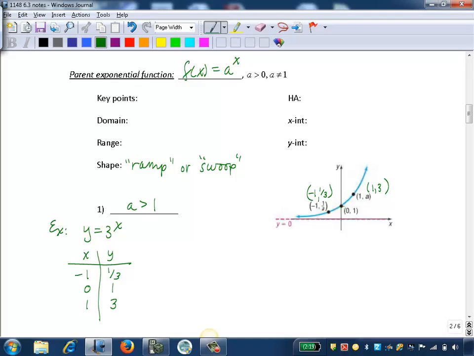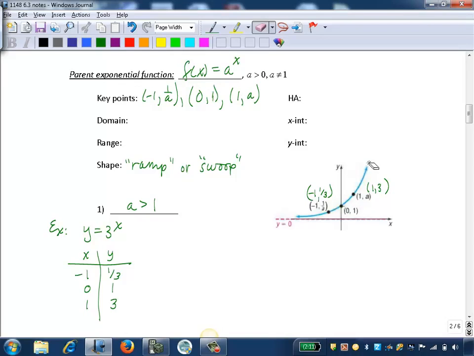Generally, our key points: if we go into our general function here, negative 1, a to the negative 1 power is going to be the reciprocal of a, 1 over a. And if we put a 0 into the general function, a to the 0, anything to the 0 is 1. And if we plug in a positive 1 for our x value, a to the first power is a. So we'll have 1, a. These key points just depend on that value of a, but they are going to be consistent for all of these exponential functions.